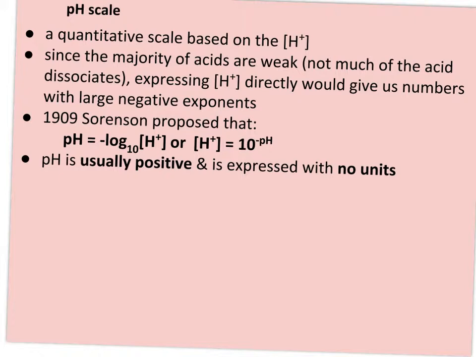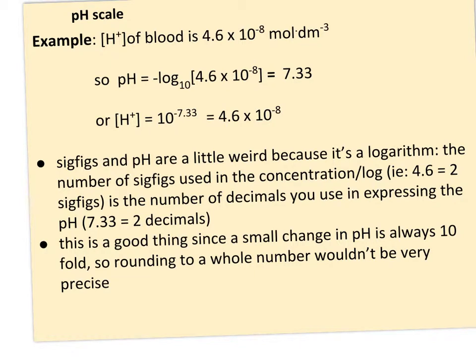sign flipped. That means that if you know the H plus ion concentration, or if you know the pH, you can get the H plus ion concentration by taking 10 to the minus pH. So we can go either direction with this idea. pH is usually positive and it's expressed with no units. So let's take a quick look at how you would use this.